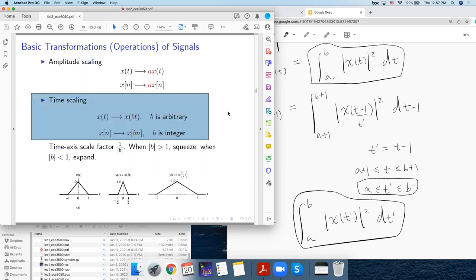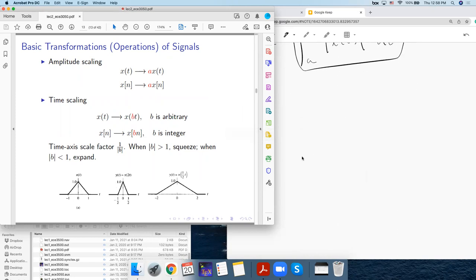And the time scaling operation is a very important operation, and it's a little bit tricky to understand. Here we are looking at x(bt). We scale the time axis, so we scale t by factor b. Here b is any real number, because these are time variables. So this scaling factor b is an arbitrary real number. It could be a positive number, it could be a negative number. But if we do time scaling for discrete time signals, then we must use integers so that after scaling, the index will also be integers. So this is a little bit special for discrete, but it's also very intuitive.